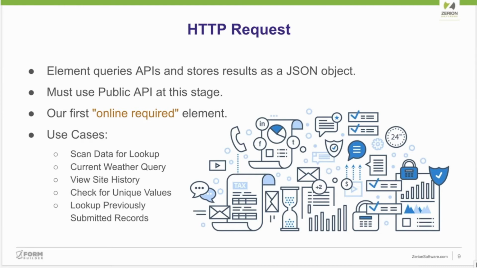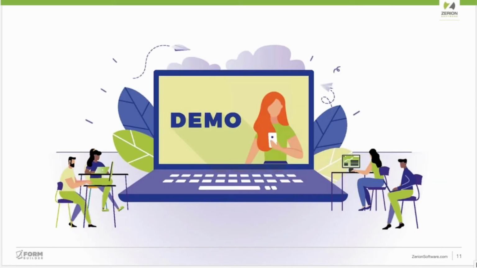Some of the use cases include scanning data for a lookup, to view current weather, maybe to see a site history, to also check for unique values, and maybe look up previously submitted records. So for our demo today, what I'm actually going to show you how to do is, with the HTTP request element, we're going to take the location that's captured on the form and get the street address. So when you get this presentation, you'll actually get a list of steps here that I've done, but I'll walk you through it in the form design.